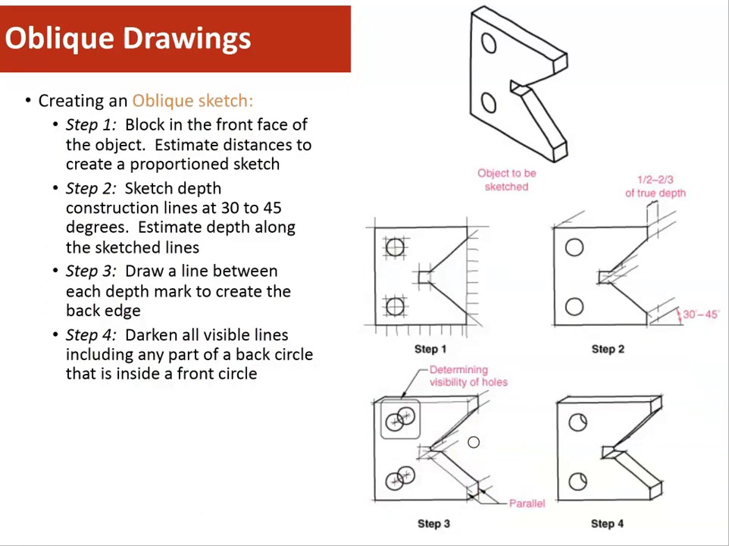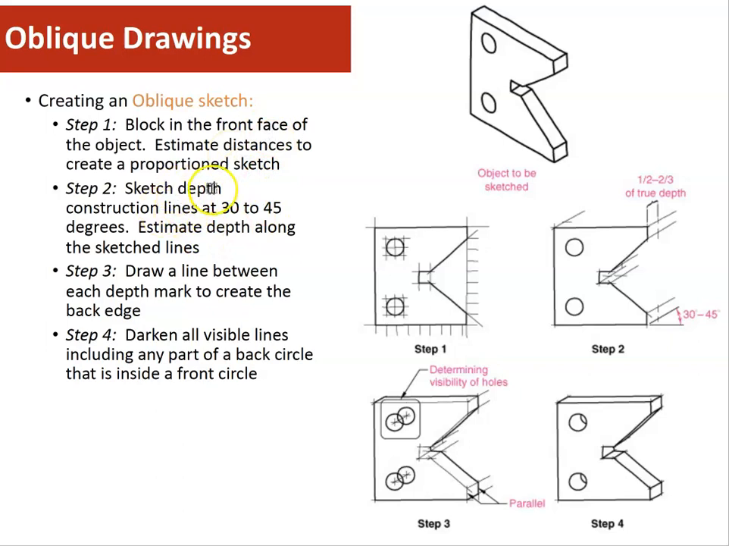So how do we create an oblique sketch? Step number 1, block in the front face of the object. So we are going to treat this as our front face because this has the most features. It has the holes, it has all those gaps in between, which is very hard. So we want this as our frontal plane. Estimate distances to create a proportion sketch.